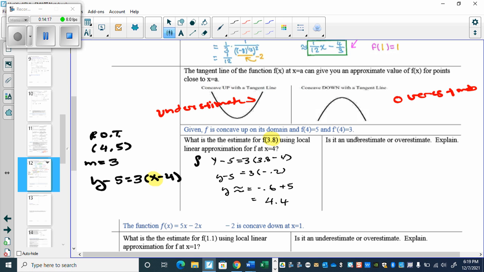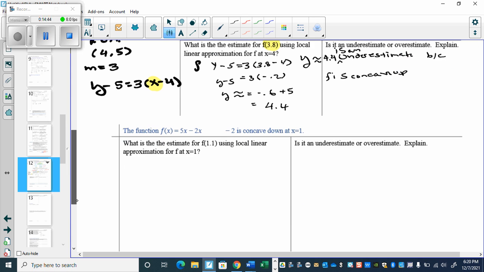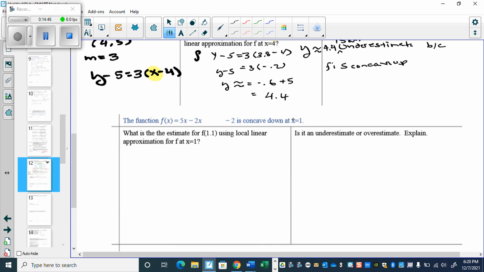So is this an underestimate or overestimate? This is an underestimate. So y approximately 4.4 is an underestimate because f is concave up. And that's the appropriate way to answer that question. The next problem works the same way.